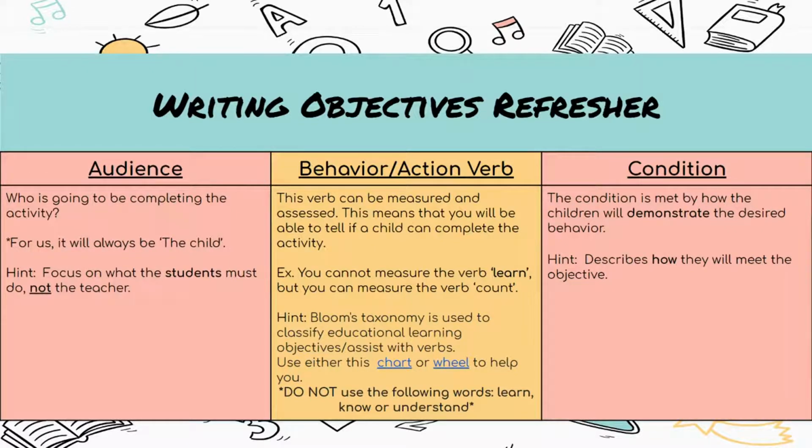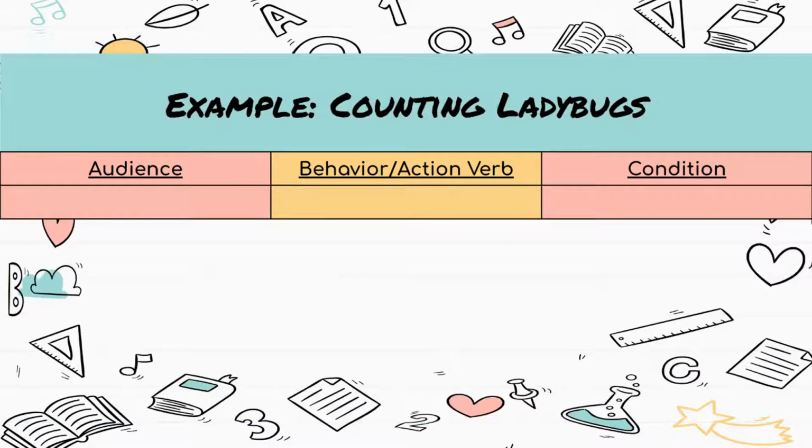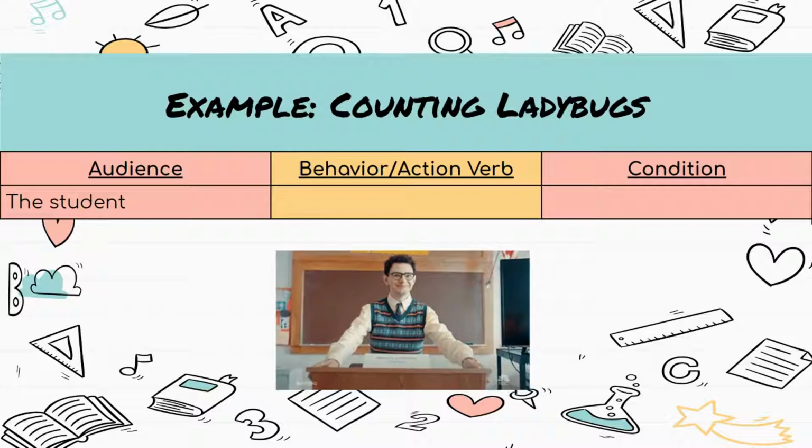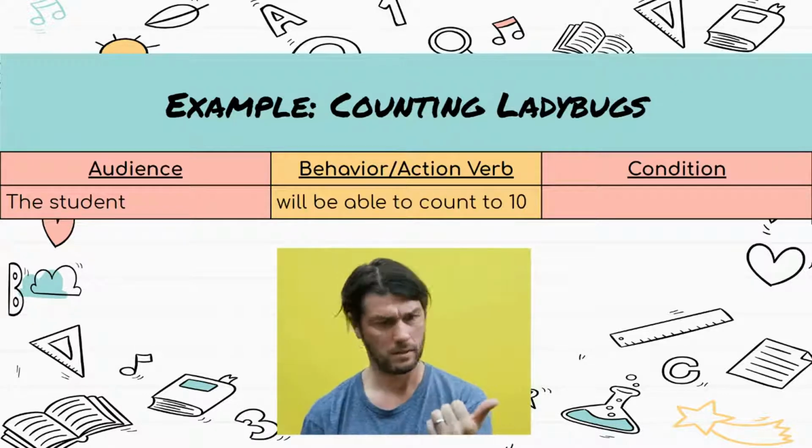So we start with who you're talking about, what they're doing for the behavior, and then the condition is how they're doing it and how they're showing that they're meeting your learning objective. So here's an example. We're going to be counting ladybugs today. We're bringing it back to our preschool days. So our first thing is the student. That is our audience, or we could say the child. The student will be able to count to 10.